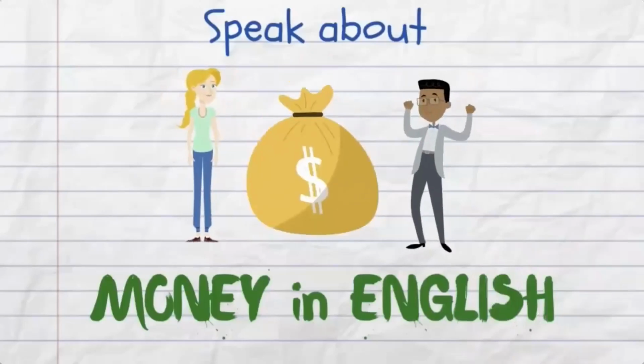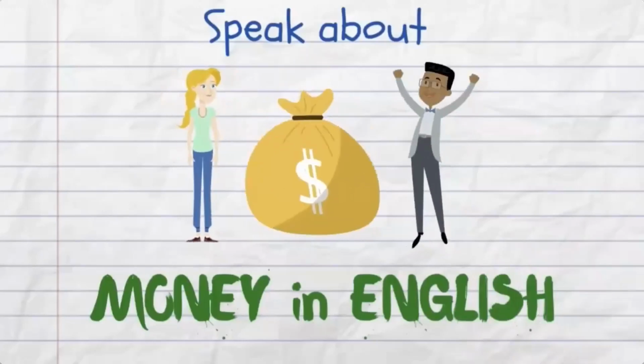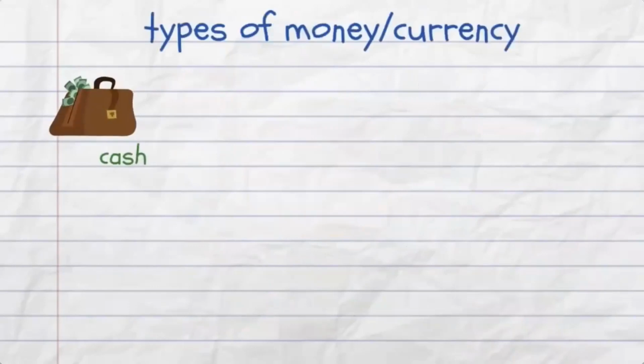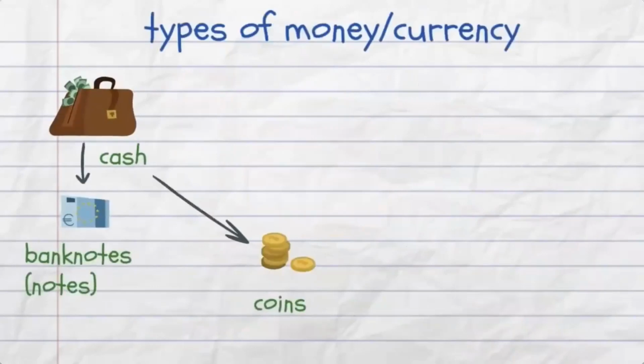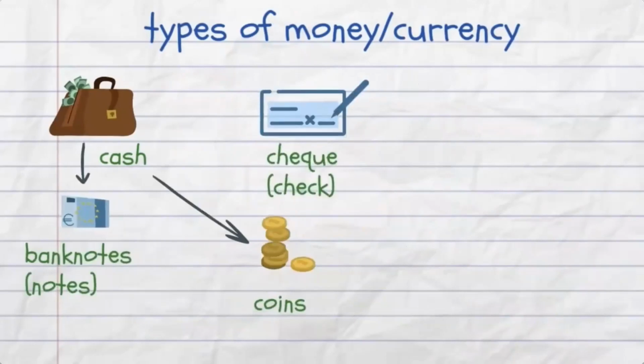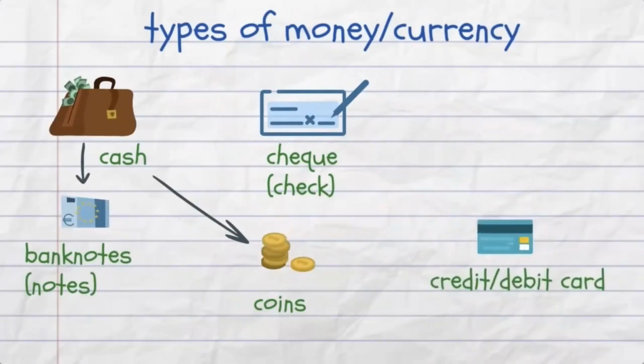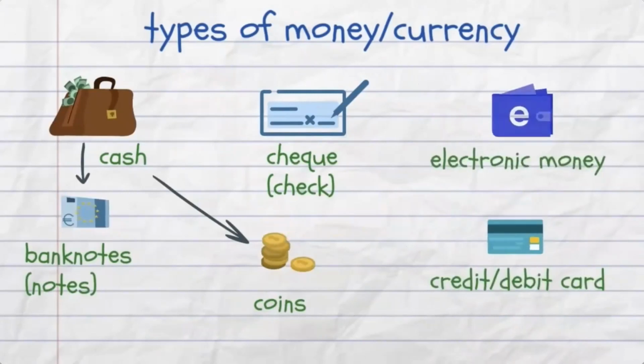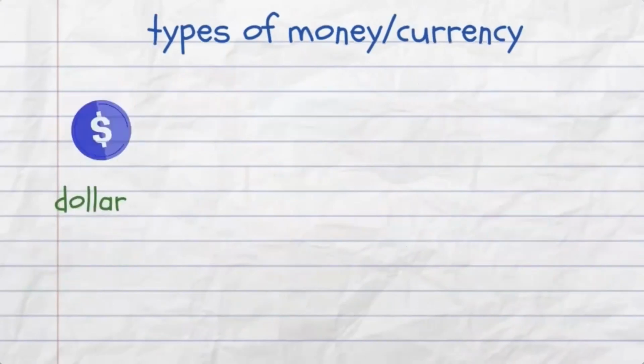And today we're going to speak about money in English, how to speak about money. So money can be in cash, which includes banknotes or coins, and you can pay by check or by debit or credit cards, or use electronic money, which doesn't have a physical form. And a system of money in a particular country is called a national currency.